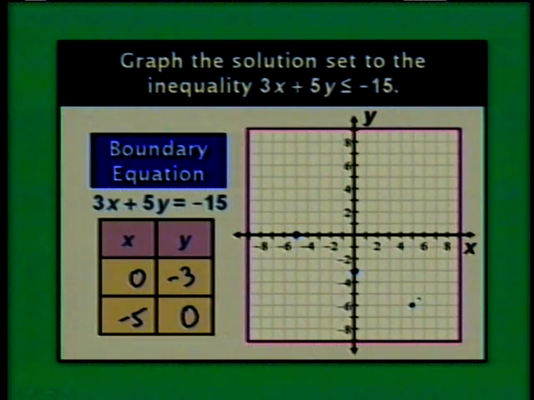This time, when I look at the original problem, the inequality symbol is less than or equal. Since we have the or equal part, and points on the line is where the two sides of the inequality are equal, I am going to connect these points with a solid line.